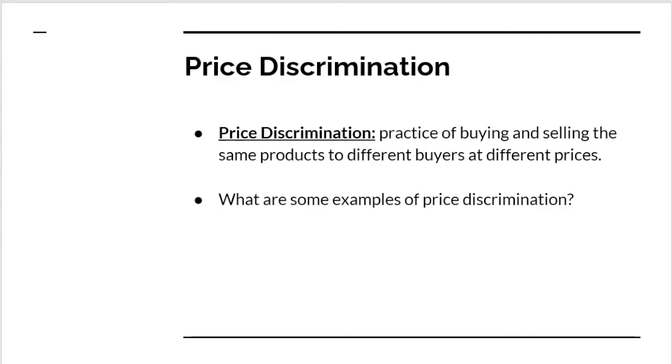So price discrimination is just the practice of buying and selling the same products to different buyers at different prices. In other words, you're selling the same exact product, but at different prices to different consumers. We have some examples of price discrimination. If you look at high school sports, seniors and students pay different prices compared to regular adults. That is an example of price discrimination. At movie theaters, when children and adults pay different prices, that is an example of price discrimination here. So price discrimination does exist, but there aren't necessarily that many examples of it.